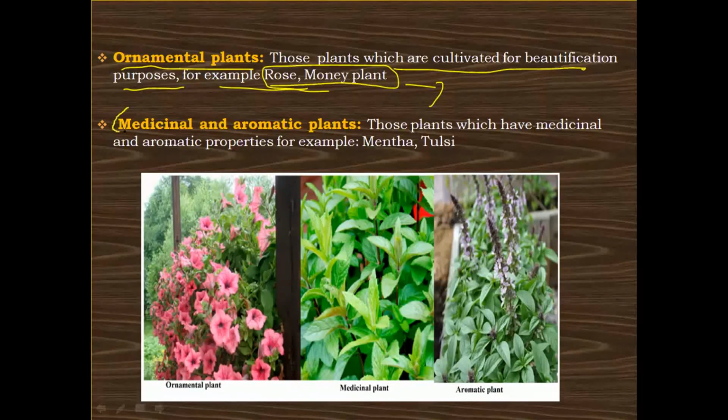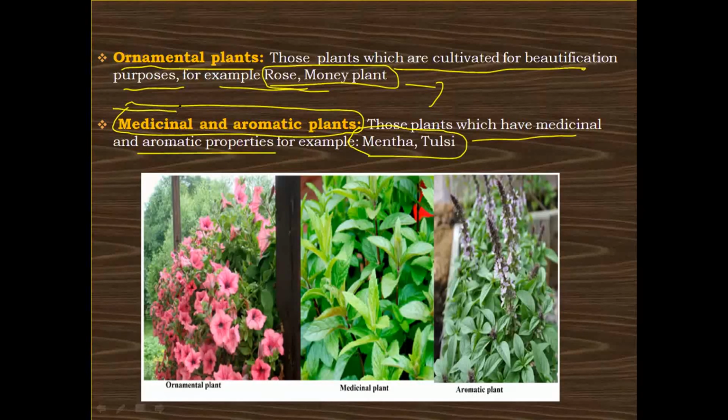The last one is the medicinal and aromatic plants. These are the plants which have medicinal and aromatic properties, for example mentha and tulsi. These plants have both qualities: the medicinal plants are used for the extraction of different medicines and aromatic plants are used for their aroma properties. So these are all the different classes of horticultural crops.